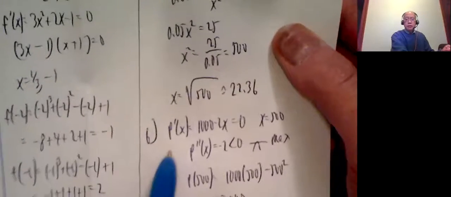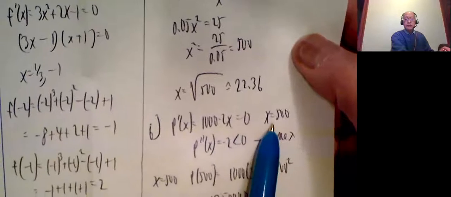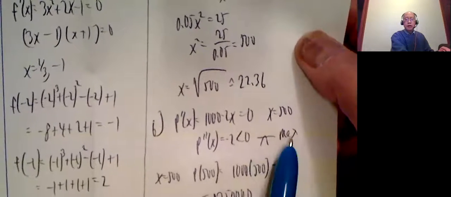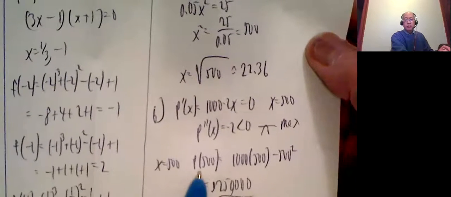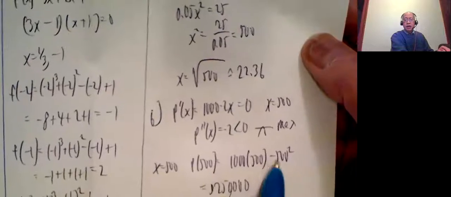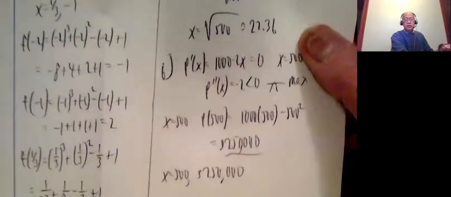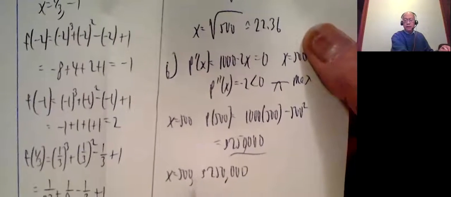Number 6, P prime is 1000 minus 2x. Set that equal to 0. X is 500. Double prime is negative 2. That's less than 0, which means concave down, which means maximum. So I have a maximum at x equals 500. What is the maximum profit? Plug in 500 to the original: 1000 times 500 minus 500 squared, $250,000. So the x value which maximizes the profit is 500. The maximum profit itself is 250,000.